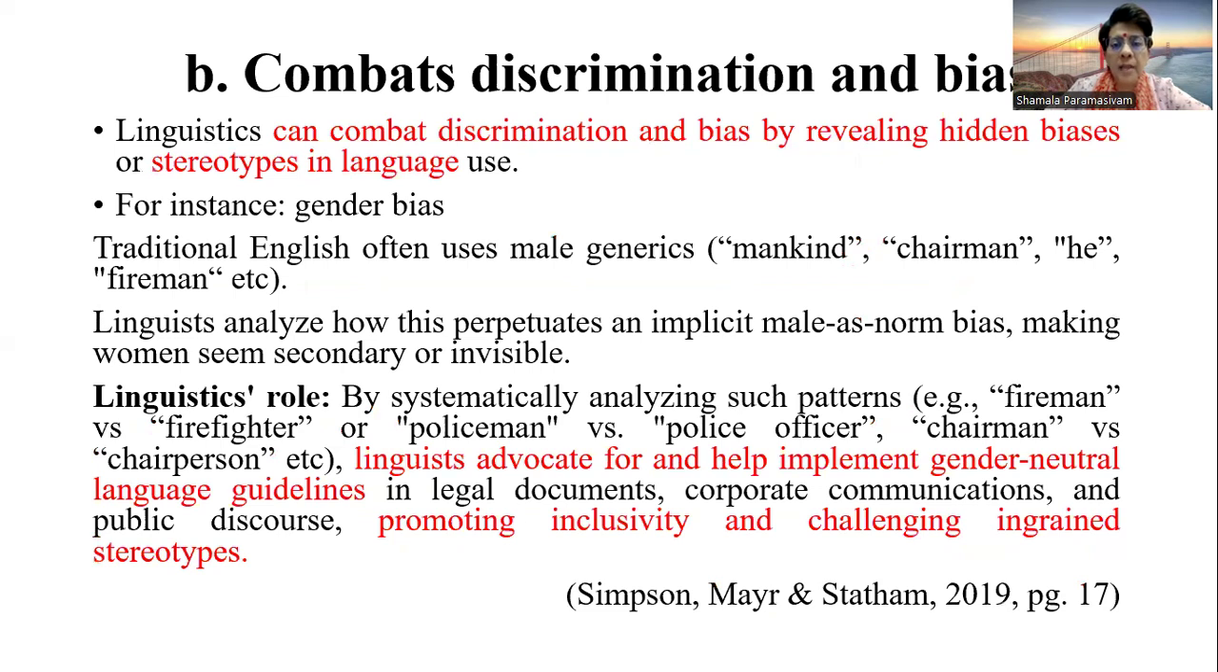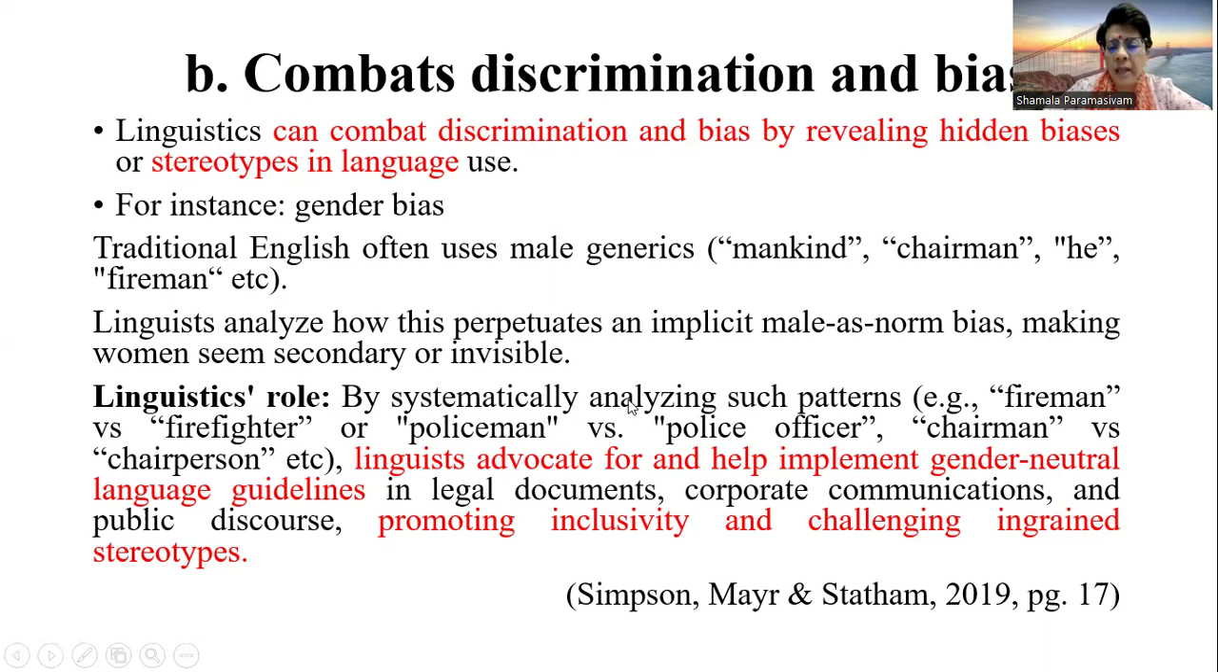Now moving on to the second role of linguistics in social justice, which is combating discrimination and bias. Discrimination and bias is often hidden within language use. You can't see it because the language use is normalized. It becomes so normal that you do not realize that there is a bias within it. And that moves towards what we call stereotypes in language use. Let's look at the example of gender bias within language. Traditional English often uses male generics like mankind, chairman, fireman. These words are so normal that we do not even realize that the words perpetuate an implicit male-as-norm bias, making women seem secondary or invisible.